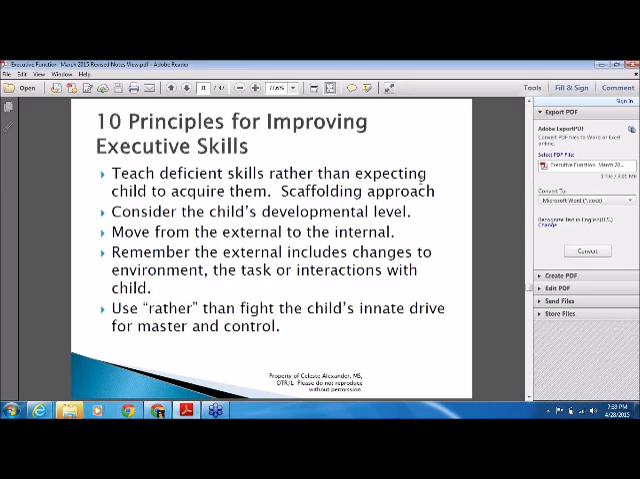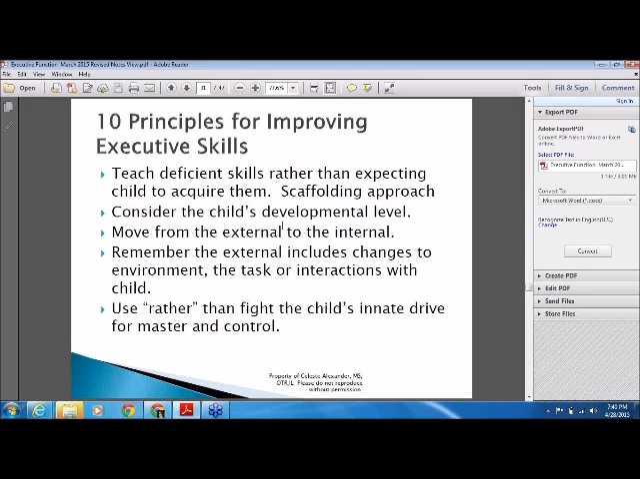So just one or two more slides from last time. These are the principles that Dr. Dawson and Dr. Guare really preach in terms of helping improve executive skills. We're going to teach deficient skills rather than expecting a child to just acquire them through osmosis. They can't. If they could, they wouldn't have the issue. And they tend to use a scaffolding approach, which means we're going to support, just as if you think about scaffolding when someone's building something or putting artwork on a very high ceiling in a place.